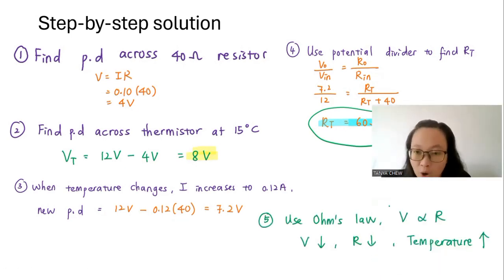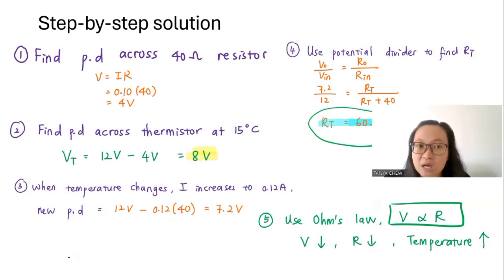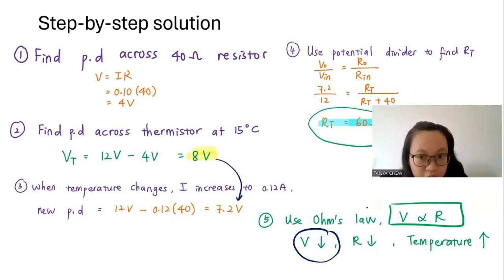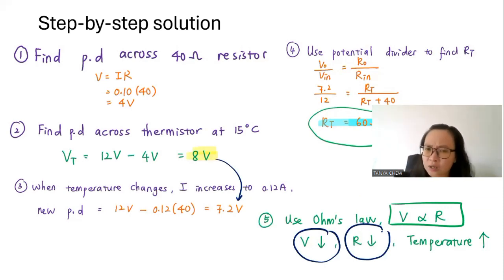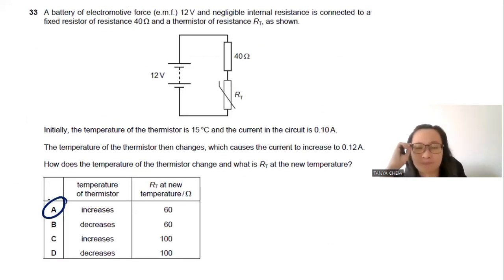So use Ohm's law. V is directly proportional to R. Why? In this case, it is valid because the thermistor and the 40 ohm are connected in series, so current will be constant. So when V of the thermistor decreases from 8 volt to 7.2 volt, the R of the thermistor will decrease. So when the R of the thermistor decreases, that means the temperature of the thermistor will increase. Therefore, the answer is A.